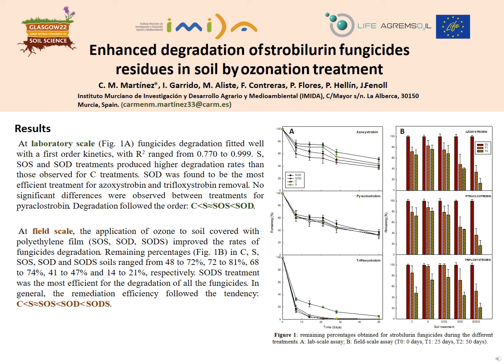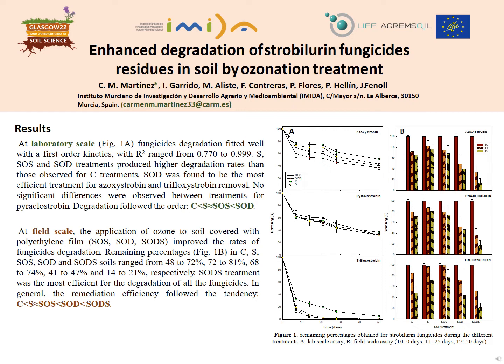At lab level, fungicide degradation fitted well with a first-order kinetics. Figure 1a depicts the degradation curves of the fungicides studied in different soil treatments. In general, SOS and SOD treatments produce higher degradation rates than those observed for control treatment. For azoxystrobin and trifloxystrobin, SOD treatment resulted in greater degradation rates in relation to S and SOS treatments. In the case of pyraclostrobin, no significant differences were found between these treatments, probably due to the higher rate constant of this compound per se that could disguise the effect of the treatments applied.